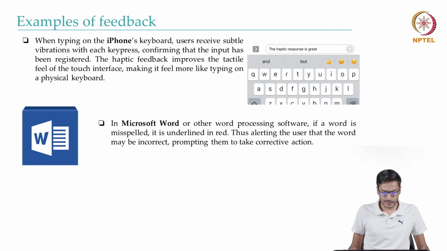The next example for feedback is Microsoft Word or any word processing software for that matter. If a word is incorrectly spelled, misspelled, or there is some grammatical mistake, it is underlined. For grammatical mistakes, it is actually in blue, while for misspellings, it is underlined in red. This alerts the users that the word may be incorrect, prompting them to take corrective action as soon as possible.